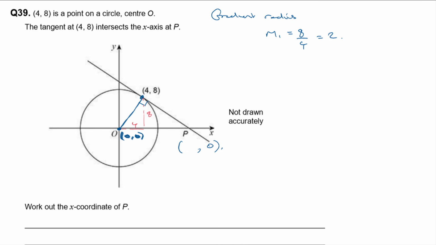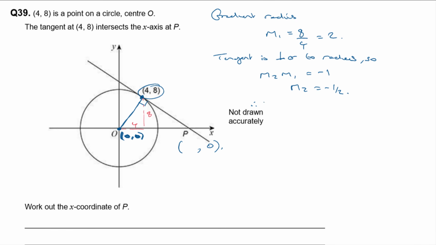Okay, so the tangent is perpendicular to the radius, so m2 times m1 is equal to minus 1, so m2 is going to be the negative reciprocal of 2, which is minus 1/2. Okay, so we know the gradient of our line going down to P now has a gradient of minus 1/2, and we know a point that it passes through, (4, 8).